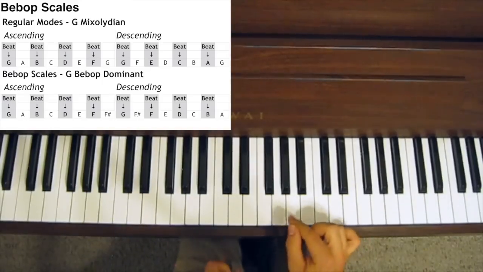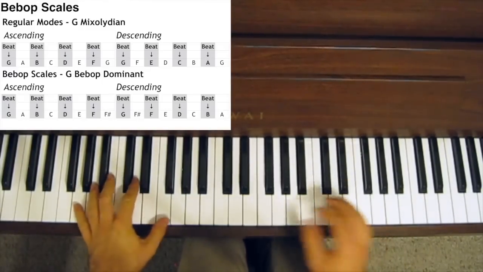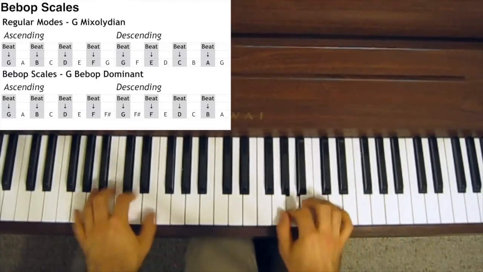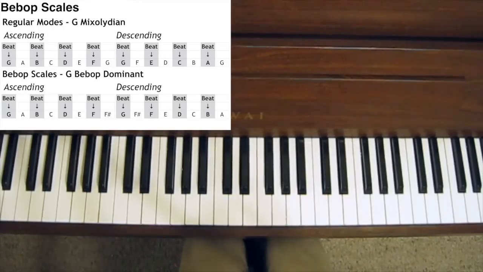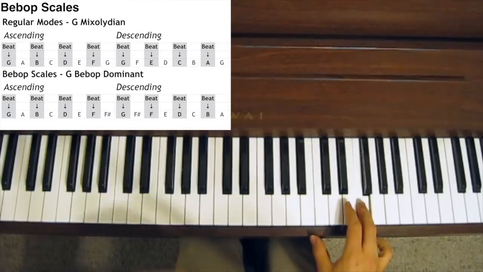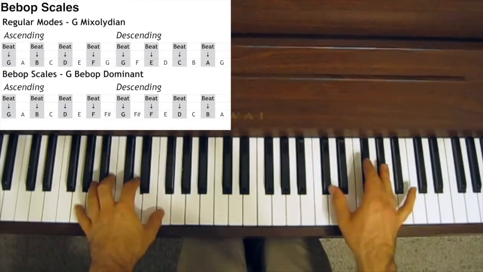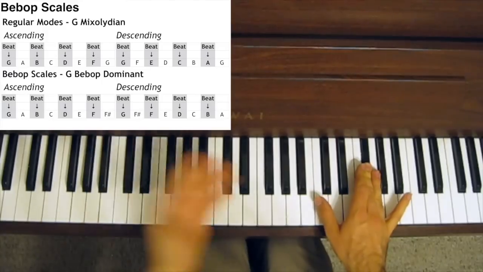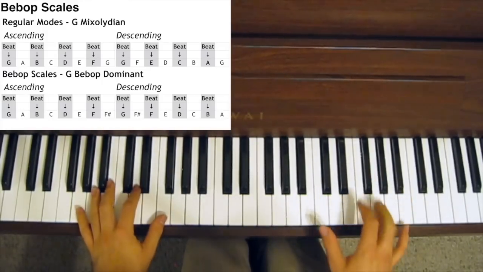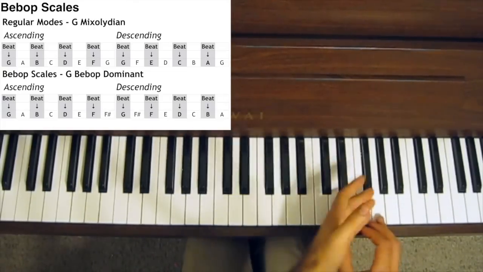So now let's play this little run up and down, but use the G bebop dominant scale and see what happens. Right, so this time we went up, but because we've got that extra note, we play an F sharp on the 4 and because it falls on an offbeat, it's not an accented note, so it acts as a passing note. Then we hit the G on bar 1, and we're not repeating it, we're not anticipating the G.